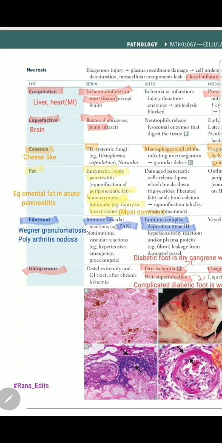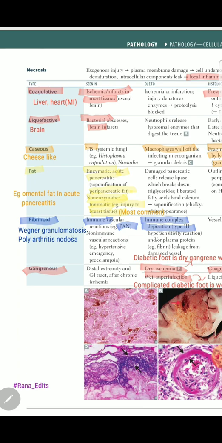We know that the question related to fibrinoid necrosis that is asked is PAN, that is polyarteritis nodosa. It will be arteritis, I'll correct it. Fibrinoid necrosis is usually immune complex mediated, in which there is an immune complex deposition along the vessels, usually in cases of vasculitis.